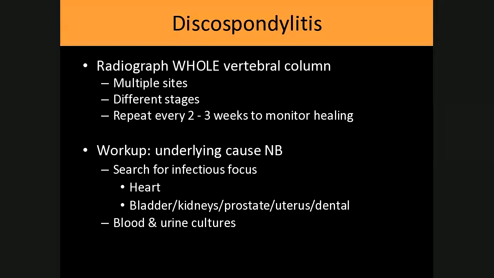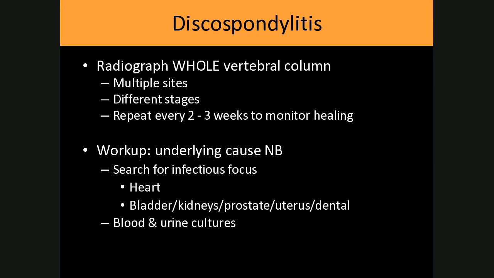So for discospondylitis, it's important to radiograph the whole vertebral column. This is because multiple sites can often be affected, and the patient may present with different stages of infection in one animal. For example, lesions ranging from acute to more chronic. It's important to repeat these radiographs every 2 to 3 weeks to monitor for healing.